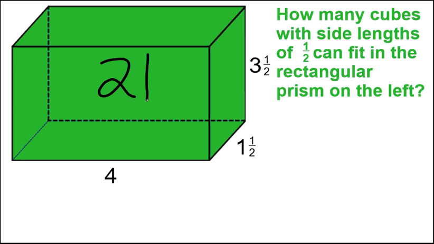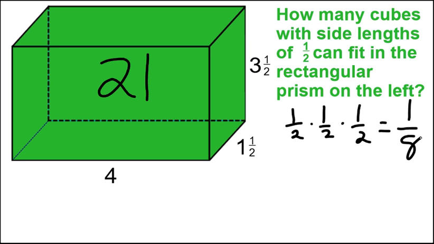We get the volume of the little box, the cube in this case. It says the side lengths are 1/2, so we would do 1/2 times 1/2 times 1/2, which is 1/8. That's step 2. It's not always going to be a half. It could be any sort of fraction for those side lengths. You just multiply it out 3 times by itself.